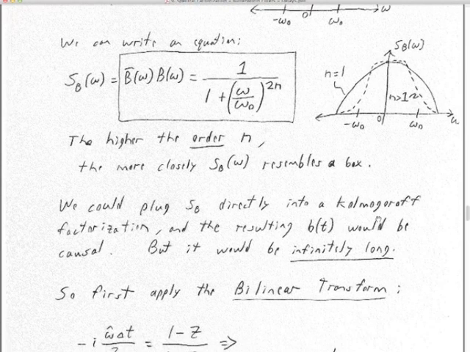Now we could take this and digitize it, right? We could decide, all right, I'll take some sampling along the omega axis, and I'll have this S sub b of omega at discrete values of omega, and I could then plug that directly into Kolmogorov factorization, and the resulting filter, little b of t, is going to be causal, but it would also be infinitely long. And then there's always going to be having to deal with the question, okay, how long is long enough? And that's going to be another approximation that affects how well the filter works and what frequency it works at and all that.